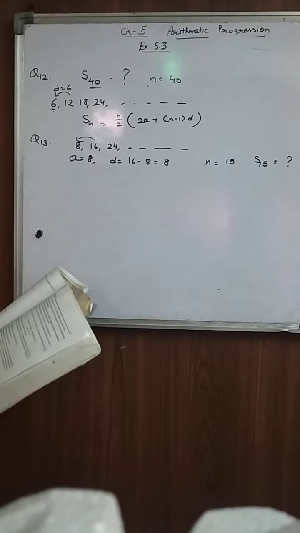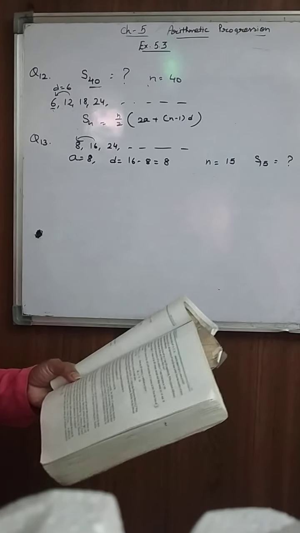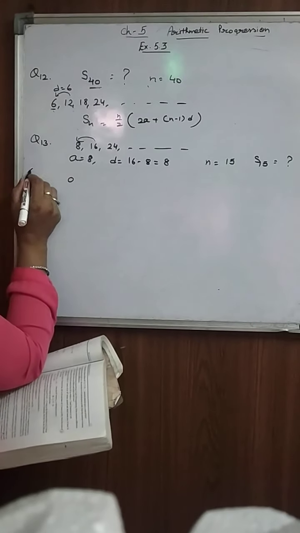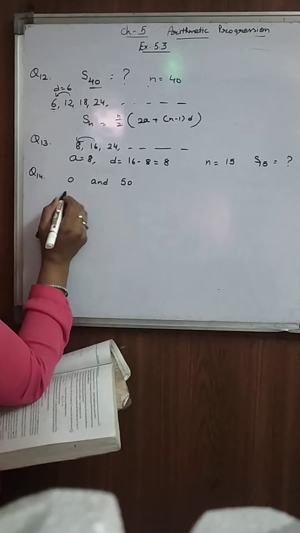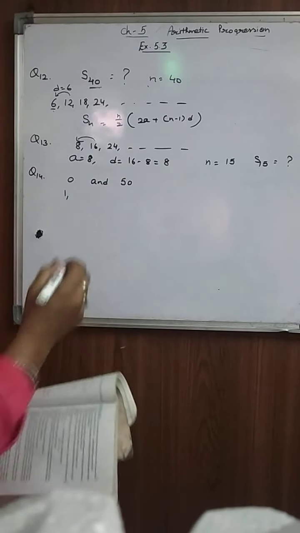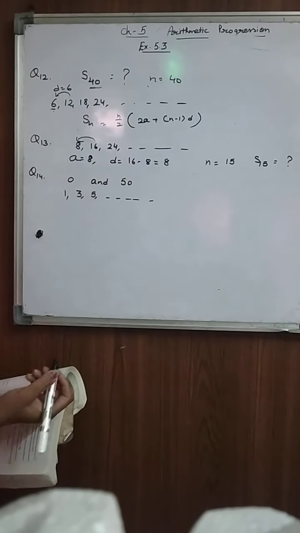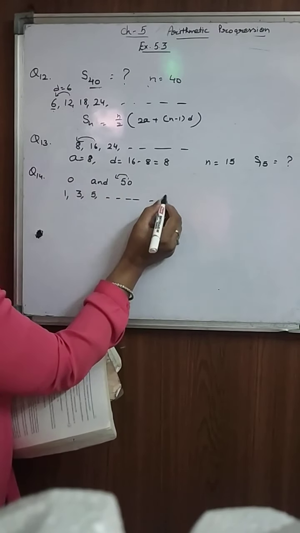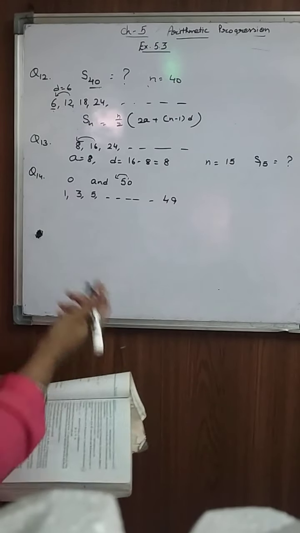Next question, question number 14. Find the sum of the odd numbers between 0 and 50. Between 0 and 50. The odd numbers start with 1: 1, 3, 5 and so on. And we have the last term also. 49 will be the last odd number. So easily you can find it.